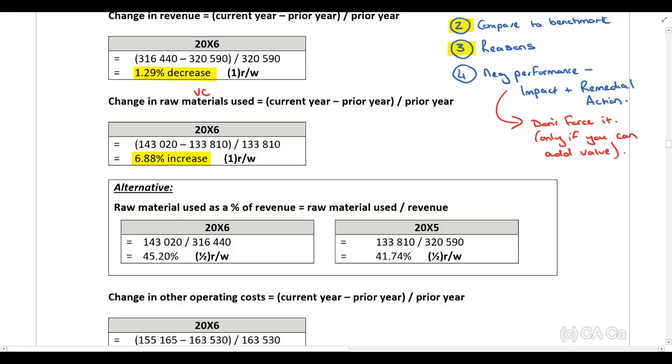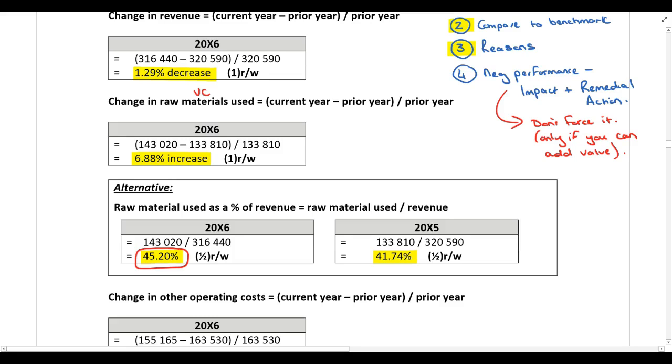Then as an alternative, instead of calculating the movement in raw materials used, you could have calculated raw material as a percentage of revenue. And if we look at the interpretation over here, you can see that raw materials as a percentage of revenue has increased from the prior year to the current year. In the current year, raw materials are a higher percentage of revenue. And this tells us the same thing. It tells us that your raw material costs are increasing at a faster rate than what revenue is increasing. And that's why it's a higher percentage of revenue. So this indicates negative performance.